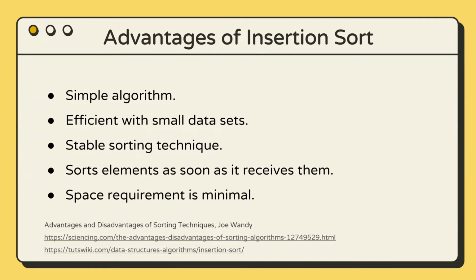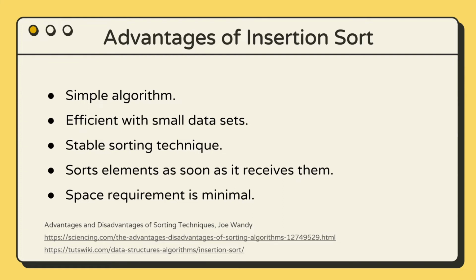It sorts the elements as soon as it receives them. This is basically because it's an online sorting algorithm. So this means that it'll work if the elements are provided one at a time. So it processes them serially. So the algorithm sorts as the elements are added in. So it doesn't need all the elements available from the start.